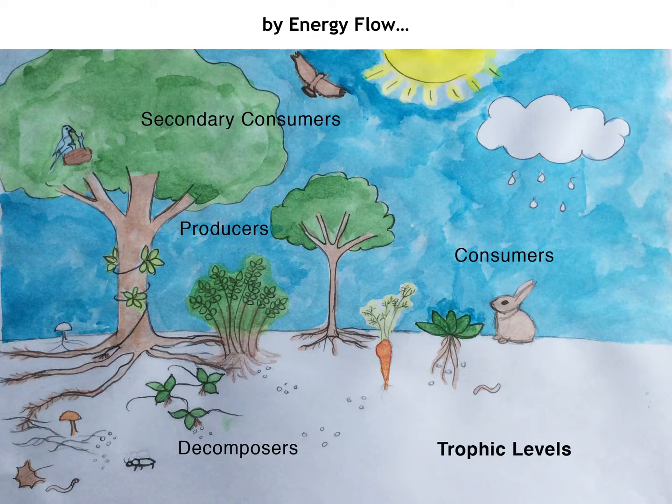And by energy flow. The hawk is a secondary consumer. It eats a rabbit. The rabbit is a consumer. It eats plants. Plants are producers. They are able to take the energy from the sun and build matter. And the decomposers break everything down into a form that the producers are able to use. These are the trophic levels.